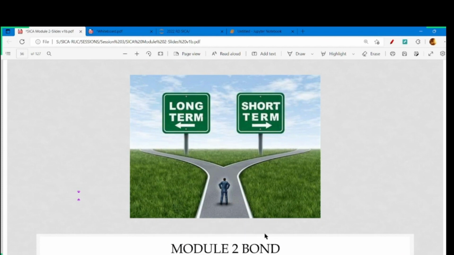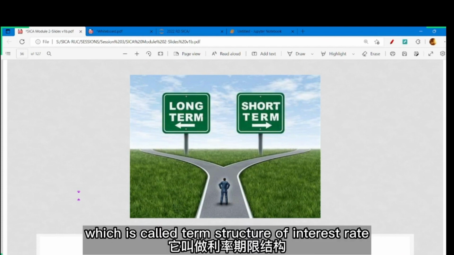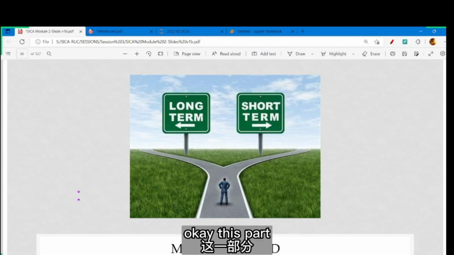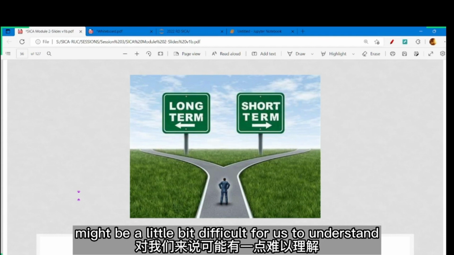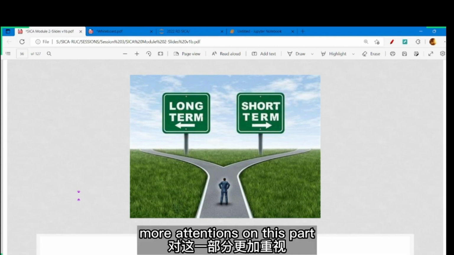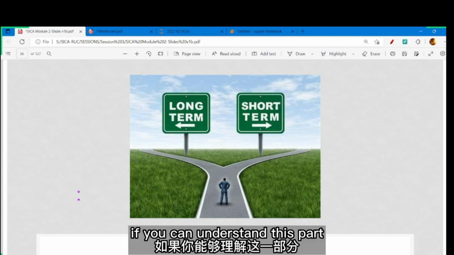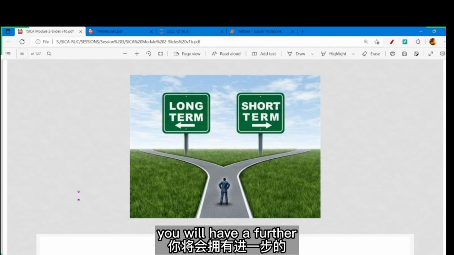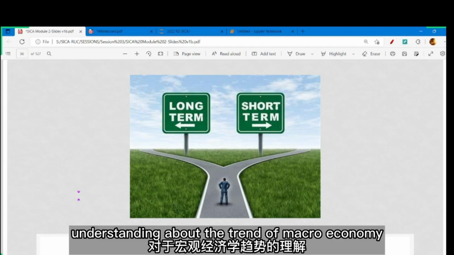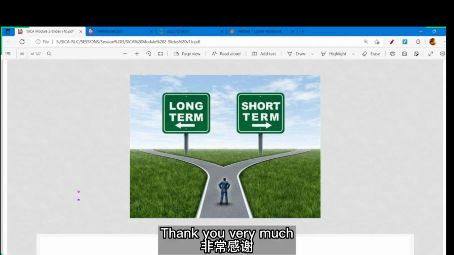Next session, we will talk about a very important concept called the term structure of interest rates. This part might be a little difficult to understand, so I hope you can pay more attention to it. If you understand this part, you will have a further understanding of the trend of the macroeconomy. That's all for today. Thank you very much.